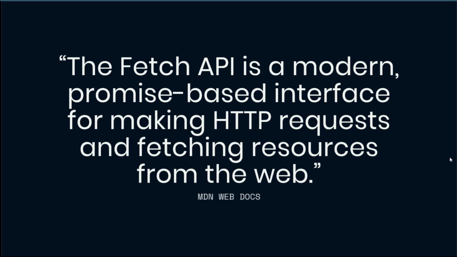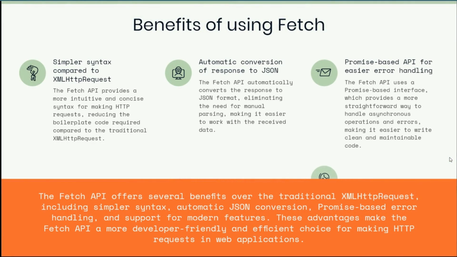That is from MDN Web Docs. The benefit of using Fetch is it's a very simple interface compared to the legacy way of fetching data through the XMLHttpRequest. So it's a more modern approach to fetching data. It has an automatic response coming back in the JSON format, so it's going to be a JSON object. And again, it's a promise-based API, so we can use promises with thenable or async await.